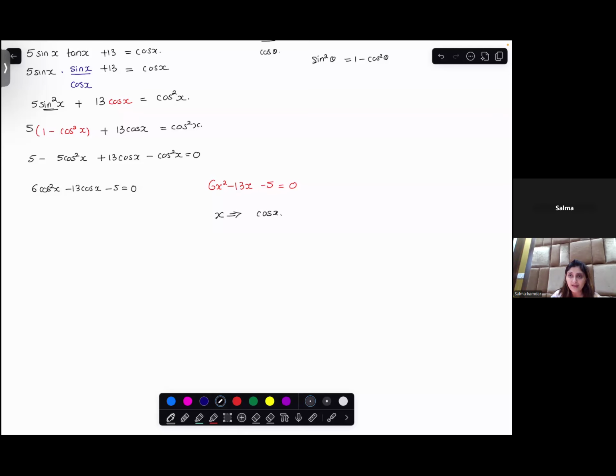So when I put this on my calculator, in my calculator I will put it in the form of x squared. So I am getting the value of my x is equal to minus 1 by 3, or I am getting my x is equal to 5 by 2. Replace the x by cos x. So I would say my cos x is equal to minus 1 by 3, or I would say my cos x is equal to 5 by 2.